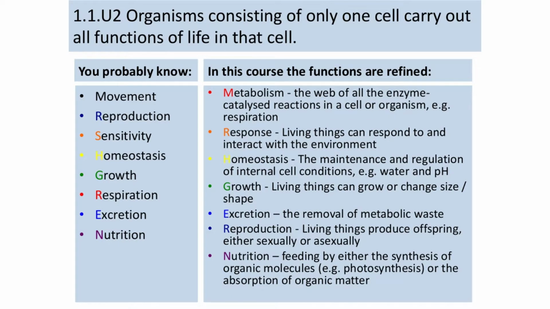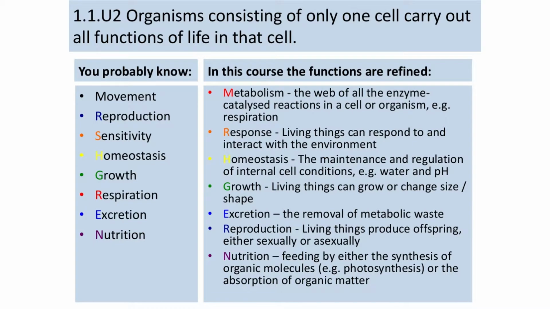Homeostasis is the maintenance and regulation of internal cell conditions. For example, humans would be extremely hot when exercising, so sweat comes out and that lowers the temperature of our body. Growth: living things can grow or change in size and shape. Excretion.